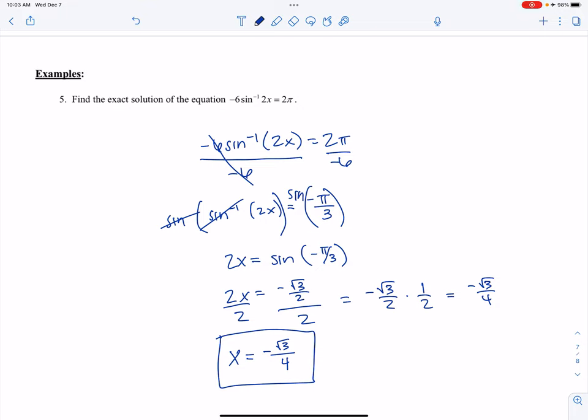So it is complete. As always, it is a good idea to take your x value and plug it right back in and make sure that this side does in fact equal 2 pi. Checking your answer after you find your answer is something I highly recommend, especially in this class and moving forward into your other classes as well.